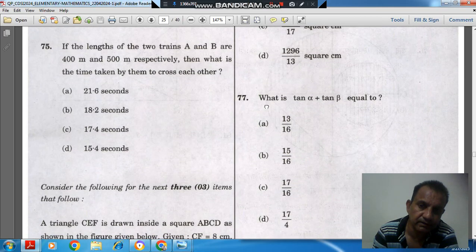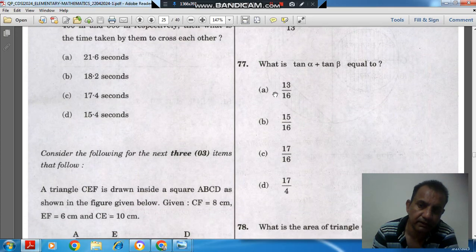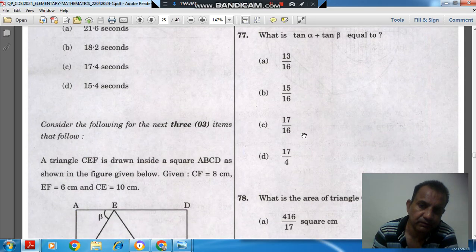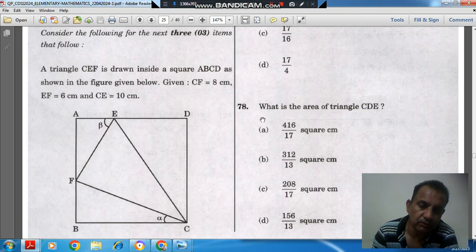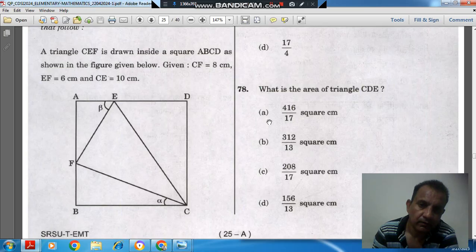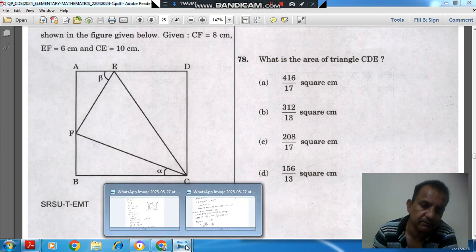And question number 77 is: what is tangent alpha plus tangent beta equal to? Option A 13 by 16, option B 15 by 16, option C 17 by 16, and option D 17 by 4. And question number 78 is: what is the area of triangle CDE? Option A 416 by 17 square centimeter, option B 312 by 13 square centimeter, option C 208 by 17 square centimeter, and option D 156 by 13 square centimeter.